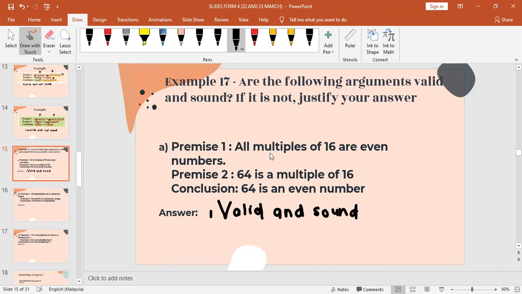Okay, now let us look. All multiples of 16 are even numbers. So all multiples of 16 is A and even numbers is B. So 64 is C. Multiple of 16 tadi is A. 64 is C. Even number is B. So it follows form 1: all A are B, C is A, C is B. And then we must determine whether premise 1 is true, premise 2 is true, and conclusion is true. Then this statement is sound.